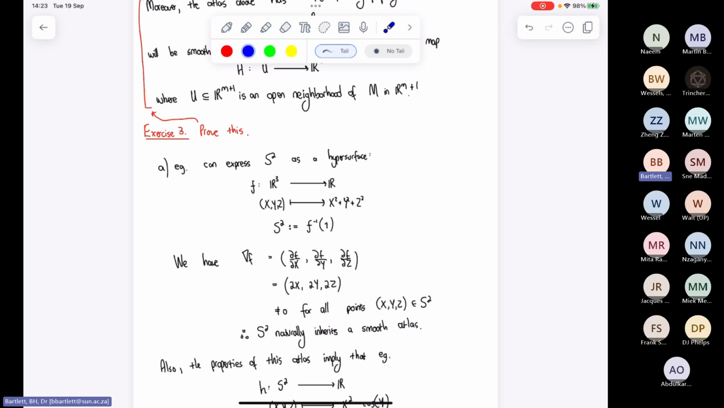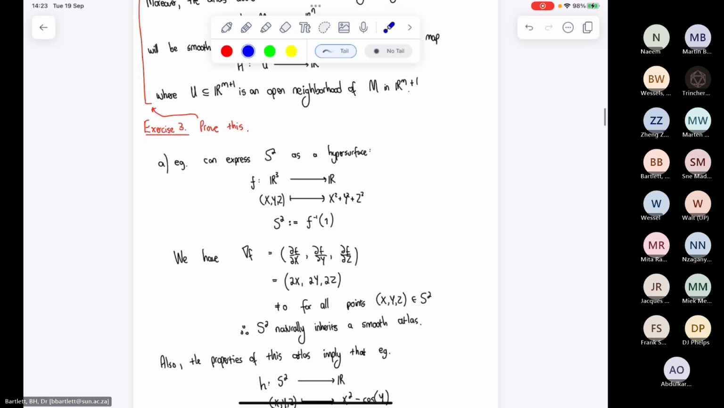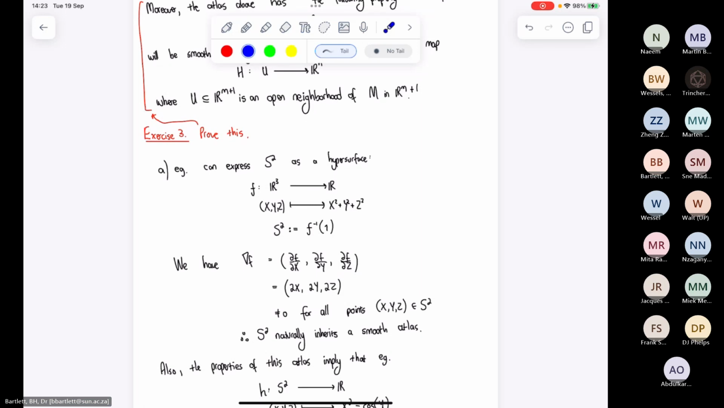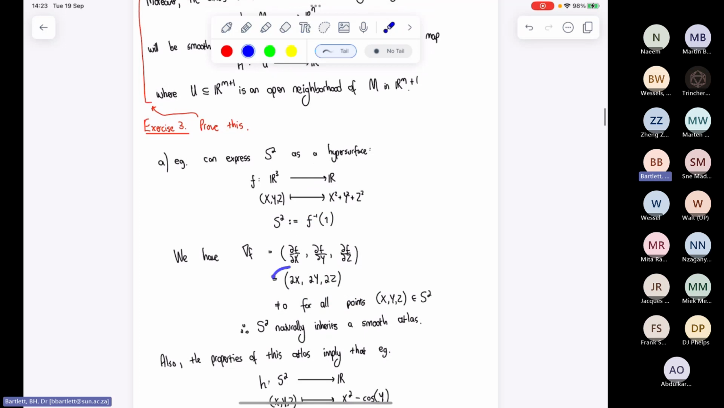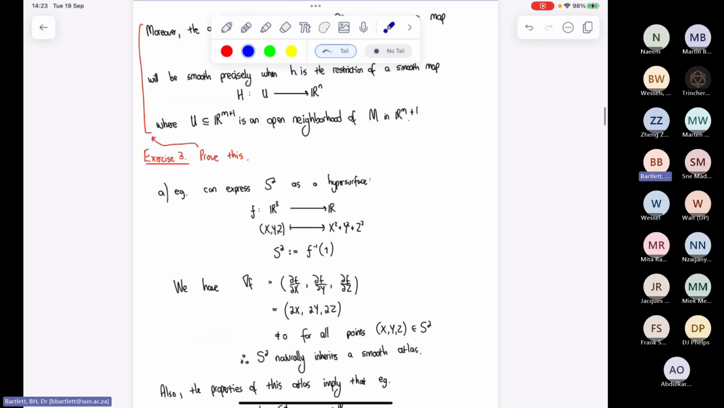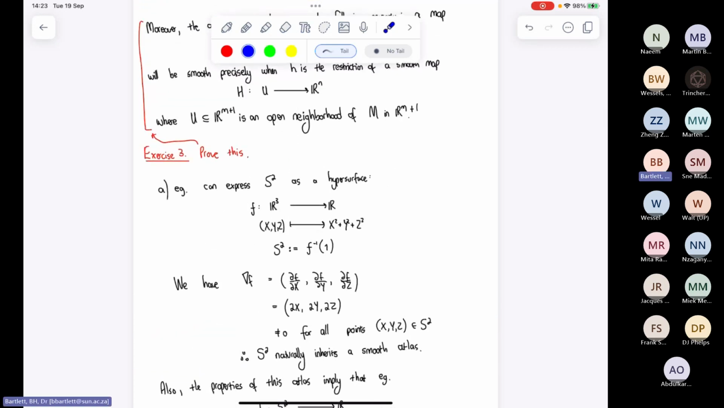My screen share froze. Okay. So the question is, why is this vector non-zero everywhere on the two-sphere? It's still locked. It's fine. Okay.